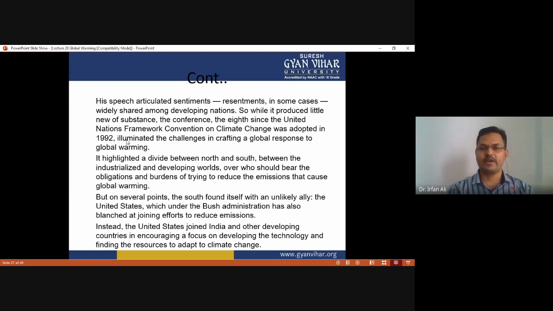But on several points, the South found itself with an unlikely ally, the United States, which under the Bush administration at that time had also balked at joining efforts to reduce emissions. Instead, the United States joined India and other developing countries in encouraging a focus on developing the technology and finding the resources to adapt to climate change.